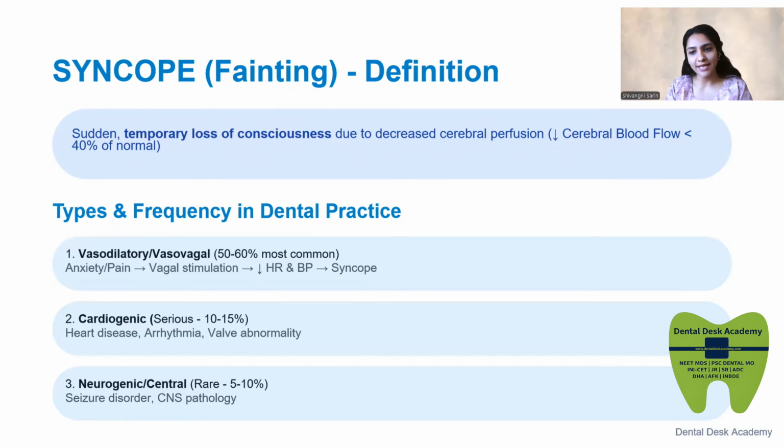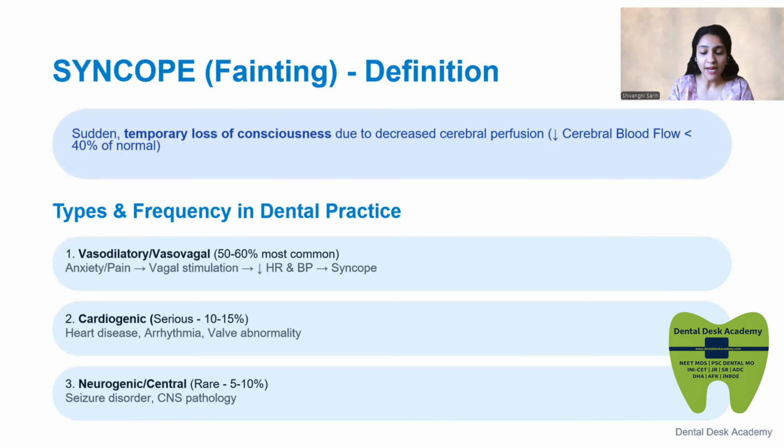Now, let us begin the first medical emergency, which is the most common medical emergency which we encounter in a dental chair setting. So this is syncope or fainting. Basically, syncope is a sudden or temporary loss of consciousness. Why does it occur? Due to lessening of your cerebral perfusion, or your cerebral blood flow falls. The most common type of syncope which occurs in a dental chair is vasovagal syncope.